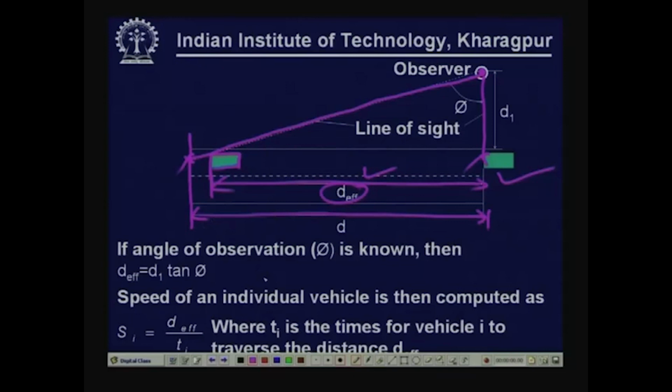So, a correction is necessary. This correction can be applied easily if we know this angle phi. If you know this angle phi and if this distance is d1, then you can calculate this d effective, which is nothing but d1 tan phi. So, if you know the distance, apply that. Then calculate the speed by taking this d effective divided by the time.